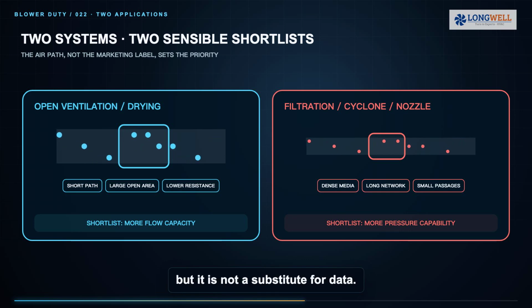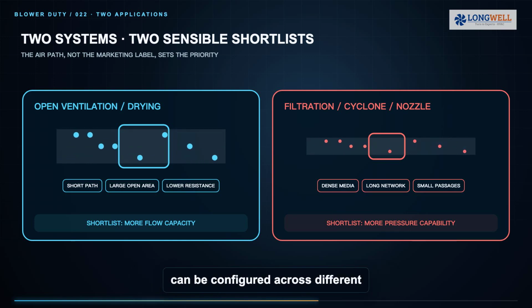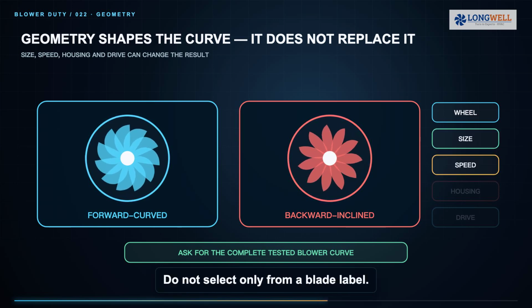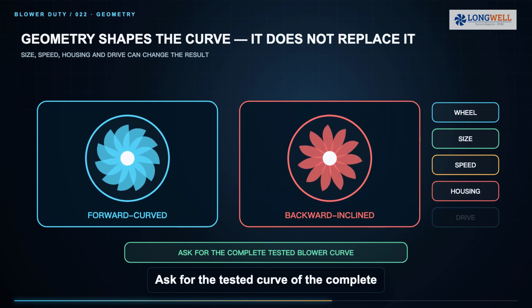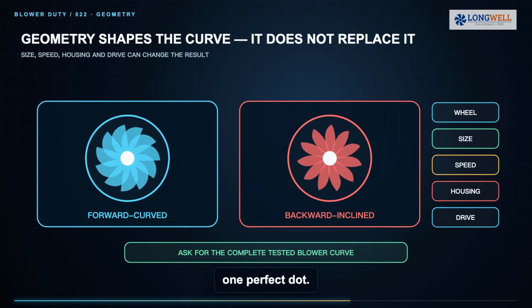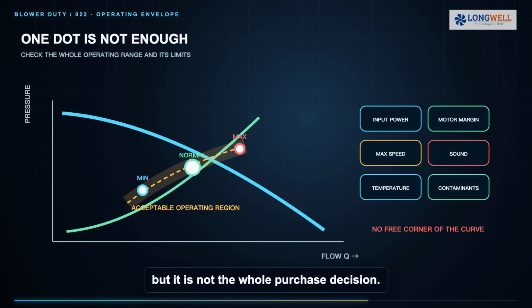Geometry helps shape the curve, but it is not a substitute for data. Forward curved, backward inclined, backward curved and other wheel designs can be configured across different sizes and speeds. Do not select only from a blade label. Ask for the tested curve of the complete blower, at the stated air density, speed, and configuration. Then mark the required point and a realistic operating range, not just one perfect dot. Also check the stability and efficiency region around that point. A curve intersection is necessary, but it is not the whole purchase decision.